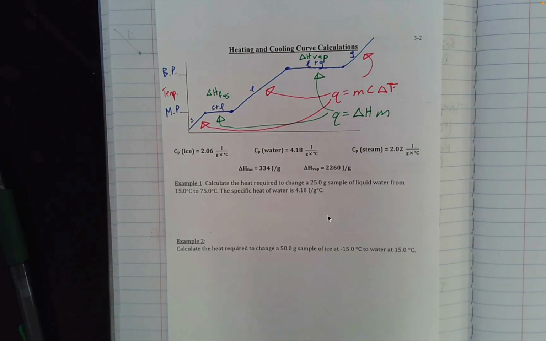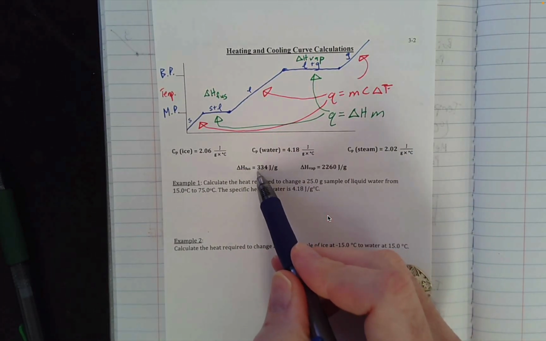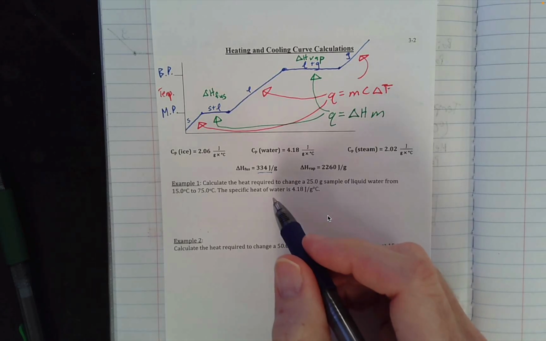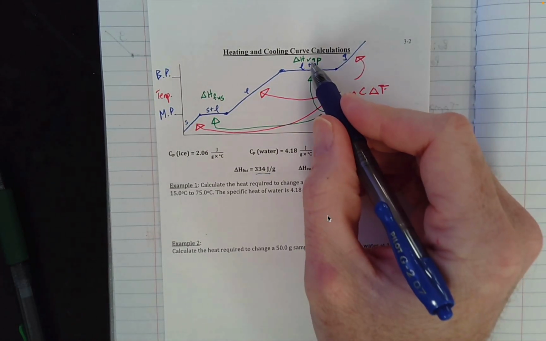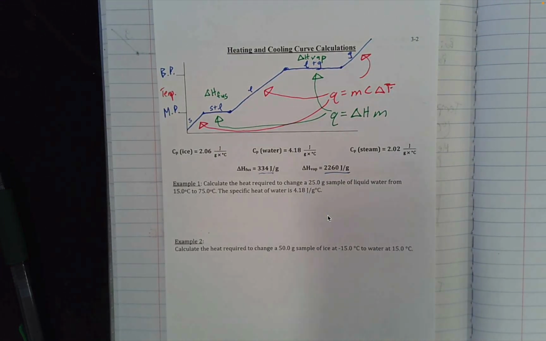So that's the way I remember that. But those are all fixed numbers. So the ΔH of fusion is a fixed number, and for water, it's 334 joules per gram. And then for water, the ΔH of vaporization is 2,260 joules per gram.